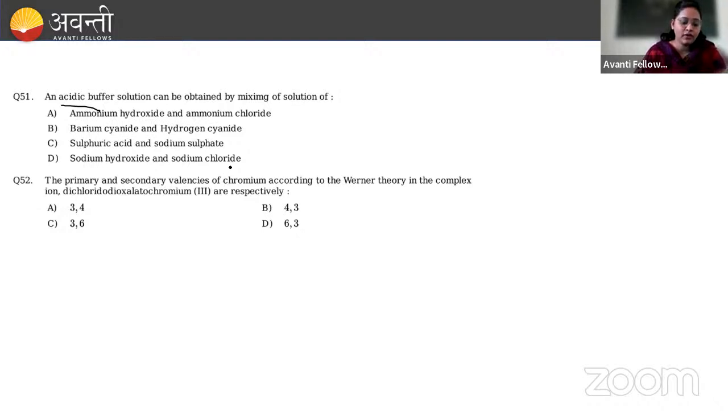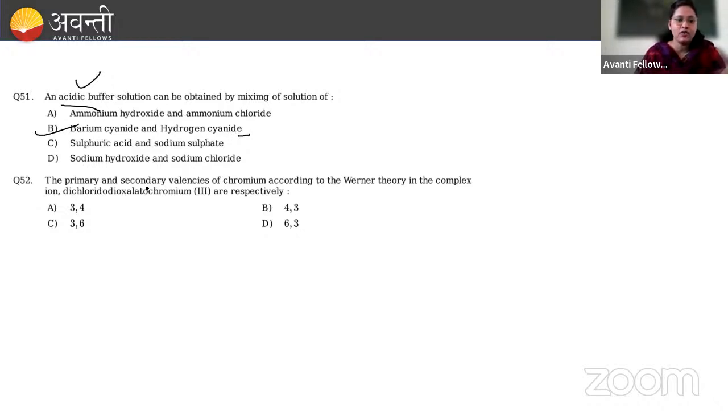When we talk about the buffer solution, you can see here ammonium hydroxide and ammonium chloride. This is a basic buffer because a base is present there, ammonium hydroxide. Here, barium cyanide and hydrogen cyanide, this is our acidic buffer. By mixing these two solutions, we are going to get the acidic buffer.